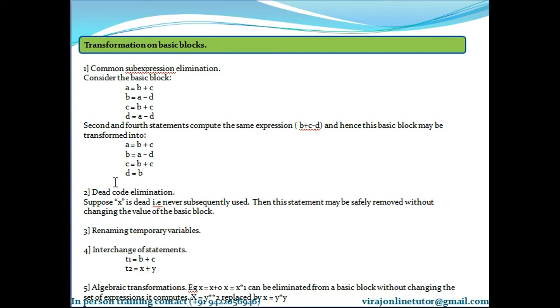The next is algebraic transformations, that is, simplify the expressions or replace expensive operations by cheaper ones. For example, X = X + 0 can be definitely eliminated because it's one and the same. Similarly, X = X * 1 also can be eliminated because the value of X is retained. Similarly, X = Y ** 2, meaning Y raised to 2, can be replaced with X = Y * Y because multiplication is lower cost than exponentiation.